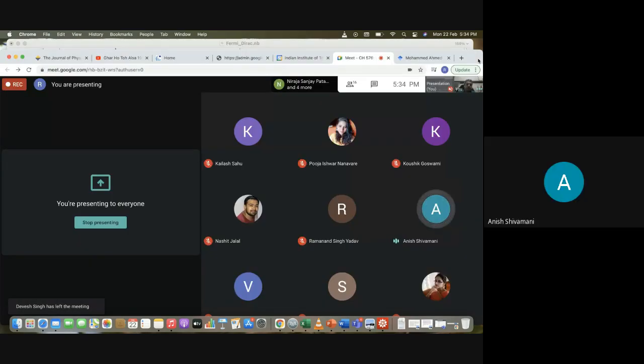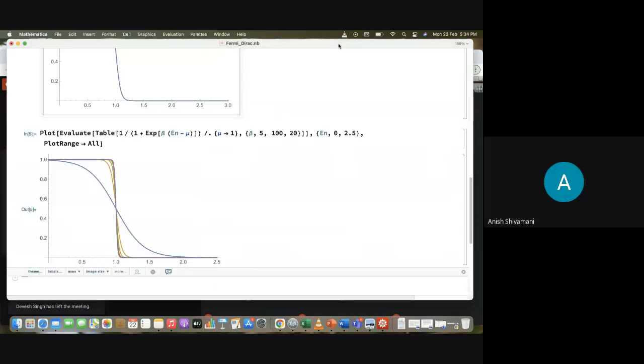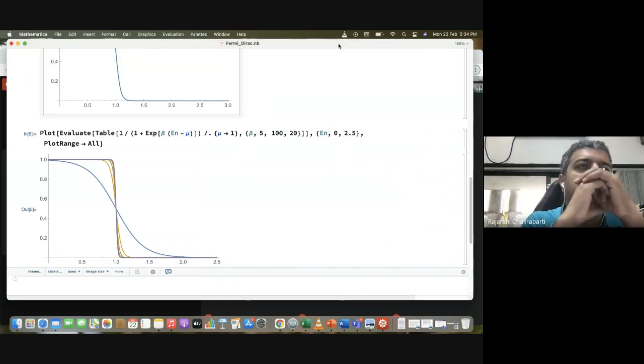Something like sum over i of 1 plus e to the power minus beta epsilon_i into z inverse. Basically, that is not z inverse. Your z itself, or the q, whatever notation you use, the partition function, is a sum over the exponential of minus beta E_i. Sum over n, canonical. What are the values of n?